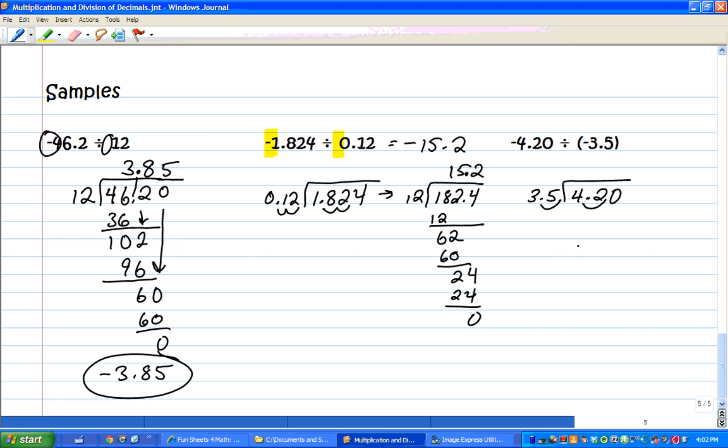So the new problem is 42 divided by 35. Okay? So 35 goes into 42 once. The decimal's right here, by the way. And 1 times 35 is 35. Subtract. I get 7. I have to add a 0, bring it down. 35 goes into 70 2 times. 2 times 35 is 70. And we're done. Decimal straight up into the answer.